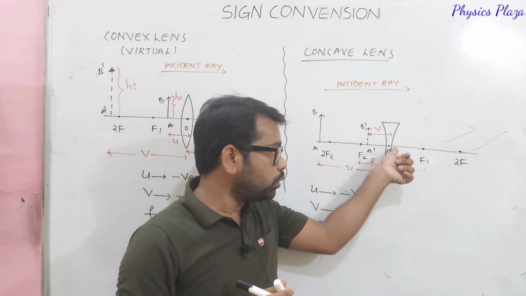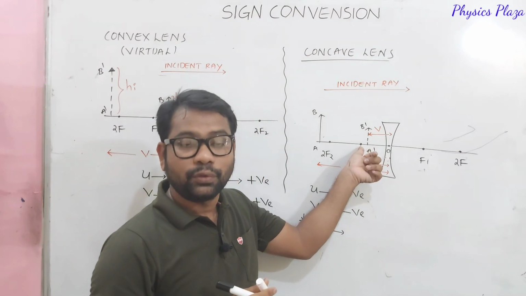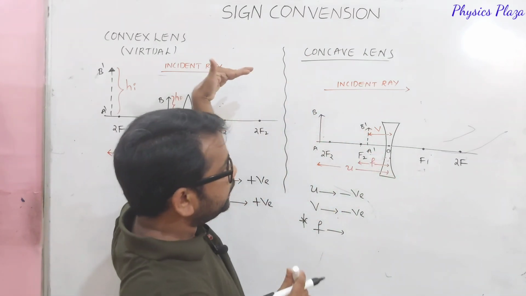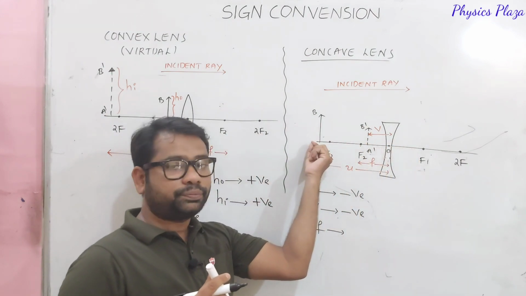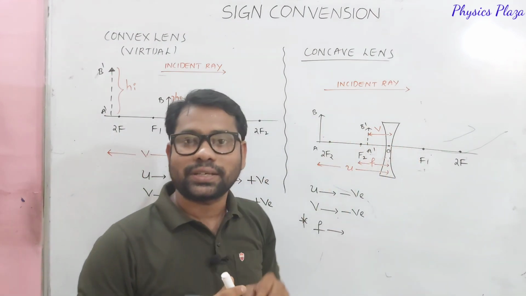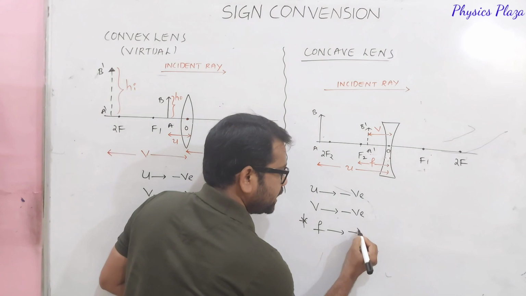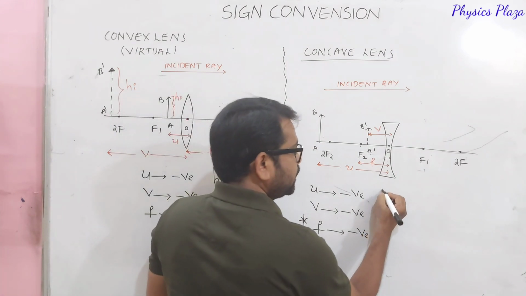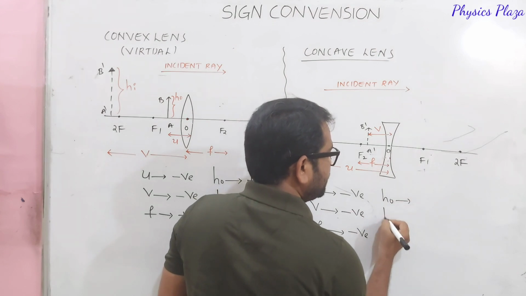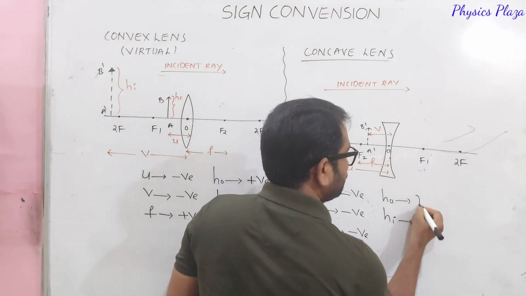We have to start from O. We have to move to focus. For that, see, incident ray is going like this, but we are moving O to F2, which means the opposite direction. So that is also taken as negative. And what about object height? Children, object height and image height, both are going to be positive only.